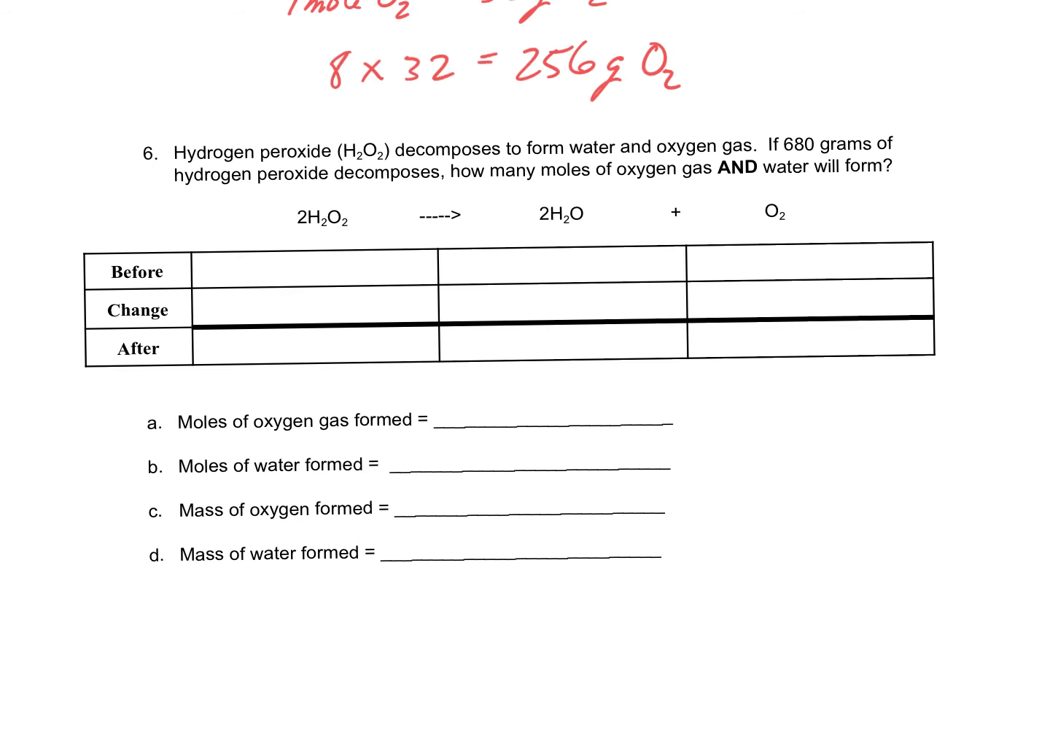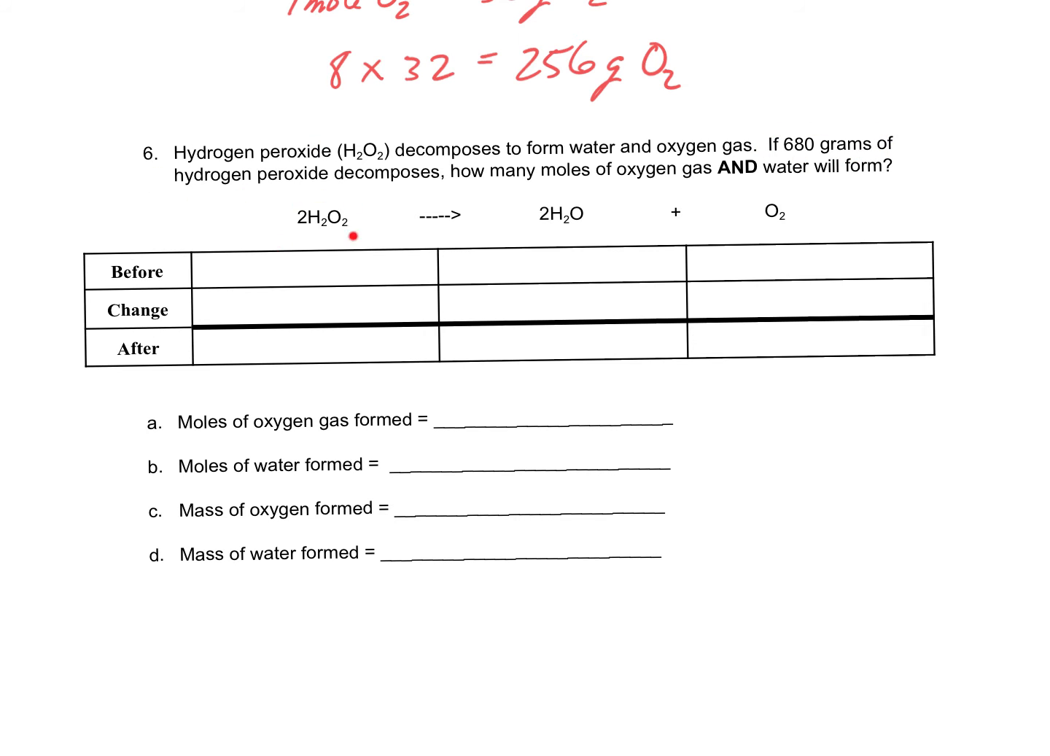Okay? Okay, let's work on number 6 then. This is still worksheet 2. And I really want you to pay attention to what's happening here. We're given a mass of hydrogen peroxide.